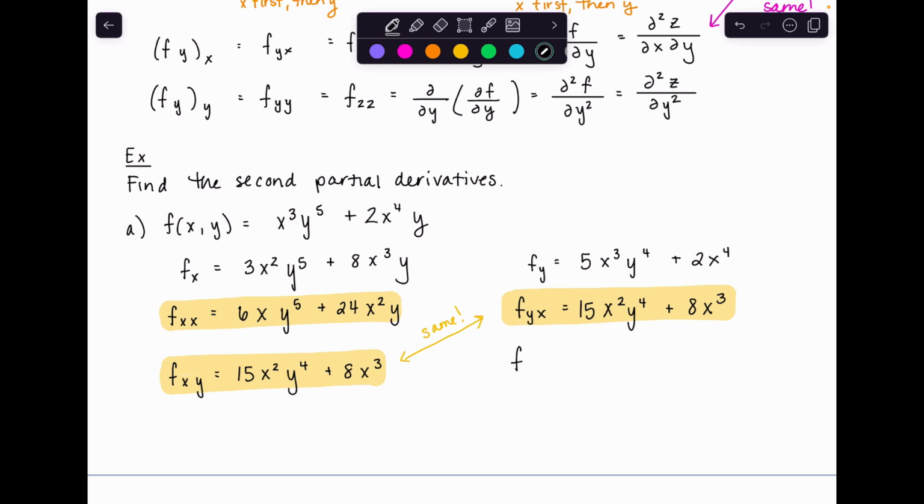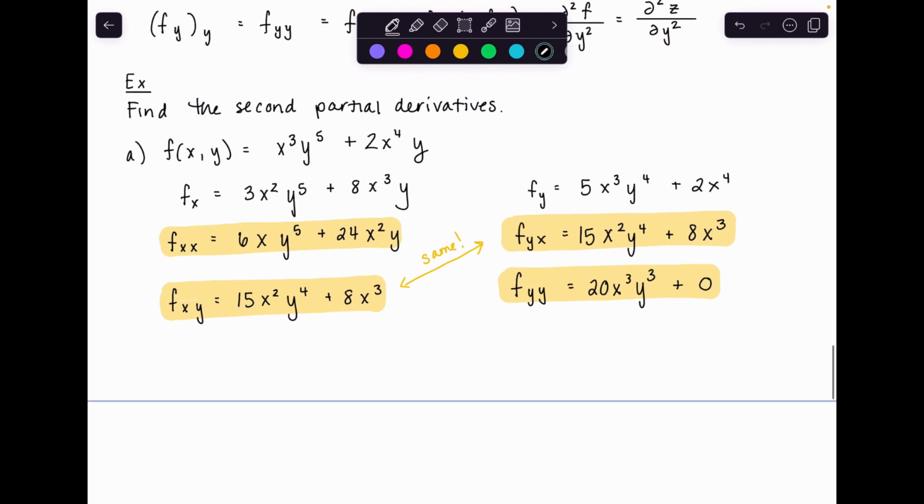Now I got one more partial to find, which is taking a derivative with respect to y twice. So here, just need to differentiate y to the 4th. So bringing the 4 down gives me 20 x cubed y cubed, and then the derivative of 2x to the 4th with respect to y is nothing because that is just a constant. So these are the second partial derivatives for this function. So hopefully that one wasn't too bad.